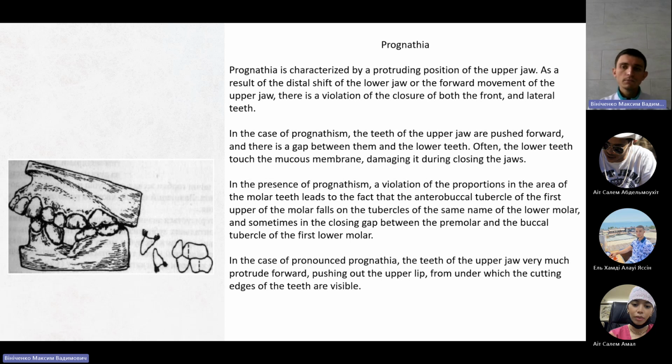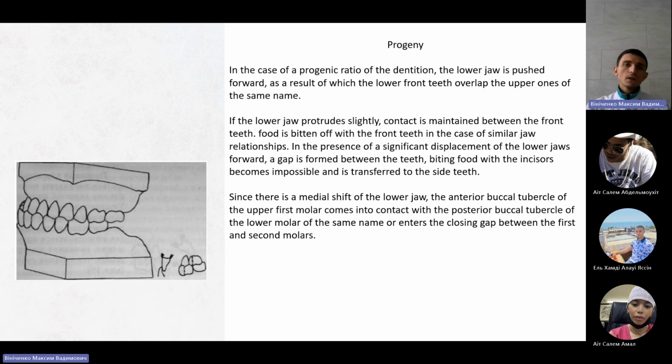Their face is like a bird beak. Progeny. In the case of progenic ratio of the dentition, the lower jaw is pushed forward, as a result of which the lower front teeth overlap the upper ones. If the lower jaw protrudes slightly, contact is maintained between the front teeth. Food is bitten off with the front teeth in the case of similar jaw relationships.